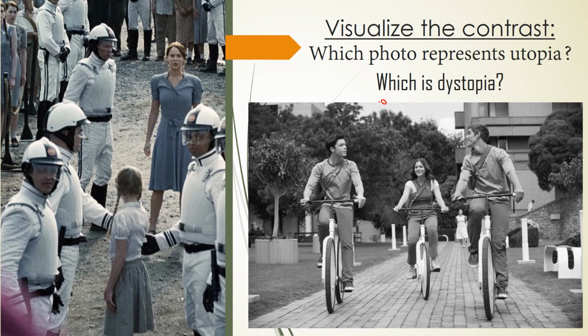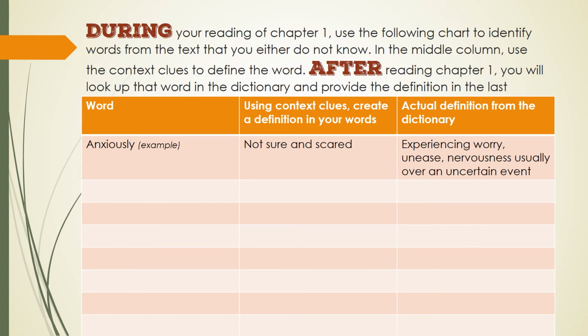Okay, so let's move on to the next part of our vocabulary for chapter 1. Now we've had our before discussion. We've learned what utopian and utopia mean. They represent perfect worlds. And we've learned that dystopia is representative of the opposite of a perfect world, a world with a lot of corruption. And that was our before activity. During your reading of chapter 1, I want you to use the following chart to identify words from the text that you're either unsure of or just do not know. And in the middle column, while you're reading, and you write that word down, you will put a definition written in your own words using your context clues.